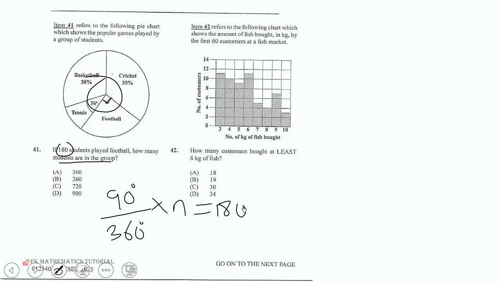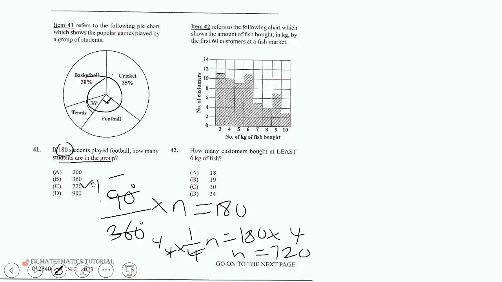90 goes into itself 1, and it also goes into 360 4 times. So 1 over 4 n is equal to 180. Multiplying through by 4, this will cancel this. n will be equal to 180 times 4, which is 720 students in the group. So option C is correct.